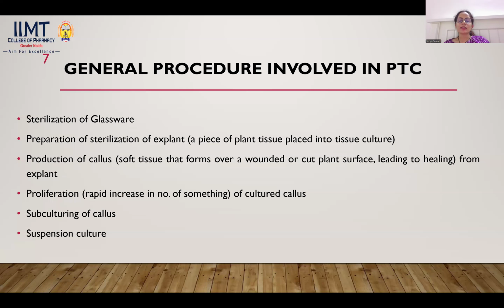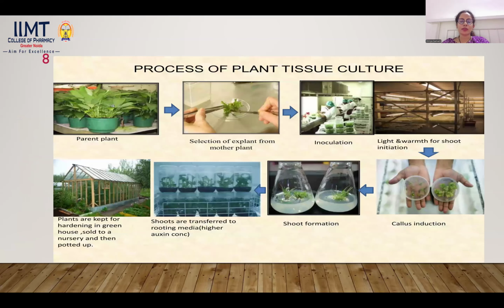Suspension culture contains a uniform suspension of separate cells in a liquid medium. For the preparation of suspension culture, callus is transferred to a liquid medium which is agitated continuously to keep the cells separate. Agitation can be achieved by a rotary shaker system attached with an incubator at 50 to 150 RPM. Here is another pictorial description of the process of plant tissue culture. First of all, we take the parent plant.